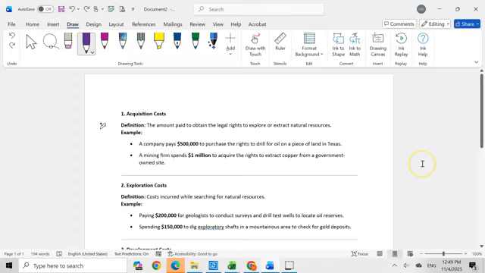in this Word doc. There's acquisition costs, and these are all the costs that need to be capitalized as part of the natural resource asset. The acquisition costs are amounts that are paid to obtain the legal rights to explore a natural resource. So for example, a company pays $500,000 to purchase the right to drill for oil on a piece of land in Texas. Or a mining firm spends money to acquire the rights to extract copper from a site.